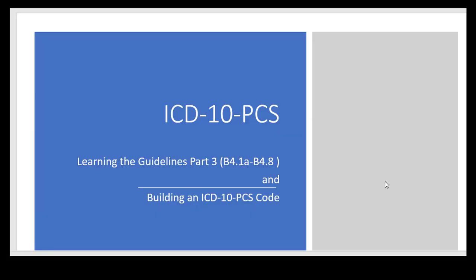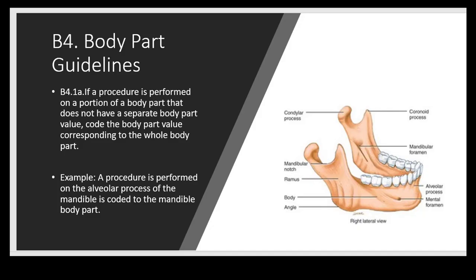We're going to continue with our discussion of the guidelines, this time B4.1a through B4.8, and we'll also be building ICD-10 PCS codes while we're learning about the guidelines. B4 is about body part guidelines. One of the characters in a complete PCS code is the body part. What these guidelines attempt to do is to clear up any confusion when there is not a body part value in the tables that you're looking at in the PCS.